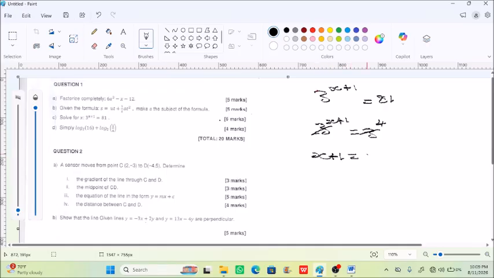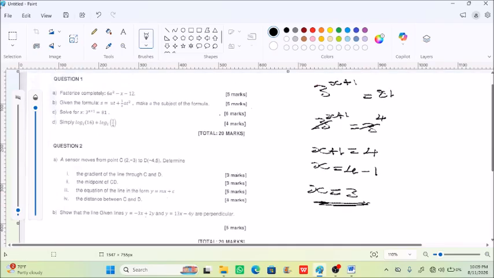From there we collect like terms. So x is equals to 4 minus 1, because 1 and 4 are like terms, and 1 has to cross an equal sign to go to where 4 is. So we're going to have x equals 4 minus 1, which is 3. So x equals 3, and this is our answer.